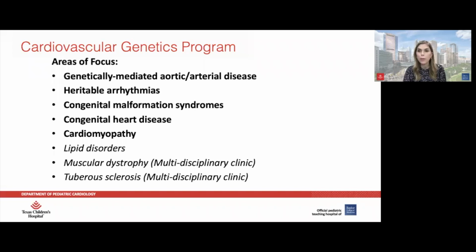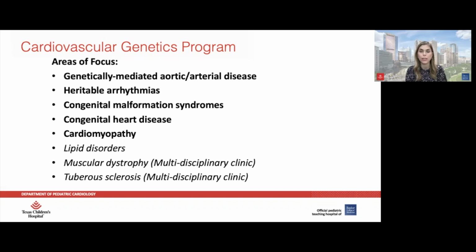So I wanted to give a little bit of background about our cardiovascular genetics program and our connection with arterial tortuosity syndrome. So as part of our cardiology program, we run a large cardiovascular genetics program, and this is considered a subspecialty within cardiology. Our major areas of focus in our cardiovascular genetics program are genetically mediated aortic and arterial disease. So that's the group which sees patients with arterial tortuosity syndrome. We also have a group that specializes in heritable arrhythmia. So these are rhythm problems that are genetically mediated. Congenital malformation syndromes, these are genetic syndromes that cause heart disease and might cause birth defects in other systems.